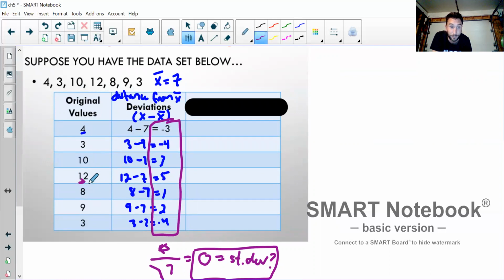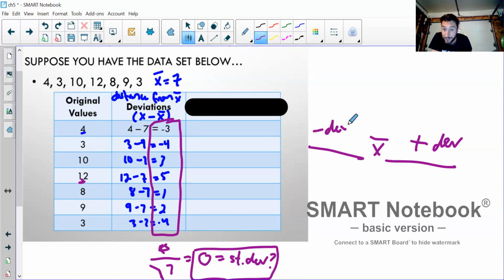A standard deviation of 0 doesn't make sense, because we can see some spread here. We can see they range from 3 to 12. Now think, why did that happen? Why did we get the 0? Because we had some situation here where the positives and negatives canceled out. And that's always going to happen. There are always going to be some numbers above the average, which have positive deviations, and always some data values below the average that have negative deviations. There's no way the average could be below all of the numbers, or above all of the numbers, because then it wouldn't be the average.